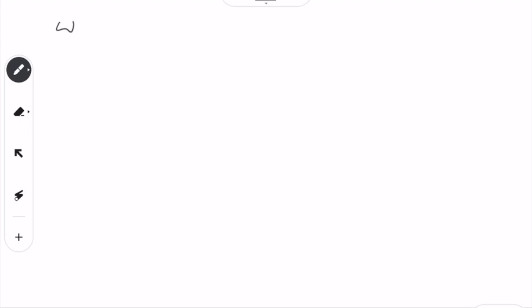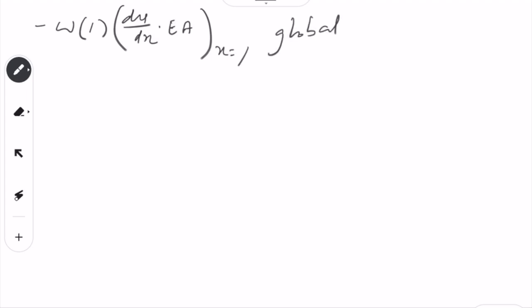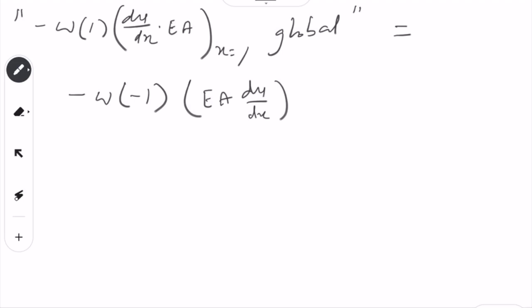You have minus, right. So minus W1 du over dx multiplied by EA, and we said x equal to 1, which is in global. We wrote x equal to 1 in global, right. So this will be equivalent to minus W at x equal to minus 1 and then EA du over dx, right.